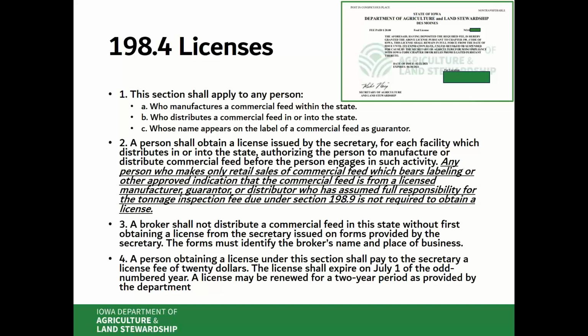A broker shall not distribute any commercial feed in the state without first obtaining a license from the secretary issued on forms provided by the secretary. The forms must identify the broker's name and place of business. A person obtaining a license under this section shall pay to the secretary a license fee of $20. A license shall expire on July 1st of the odd number year, and a license may be renewed for a 2-year period as provided by the department. And as we all know, that is coming up here at the end of June.